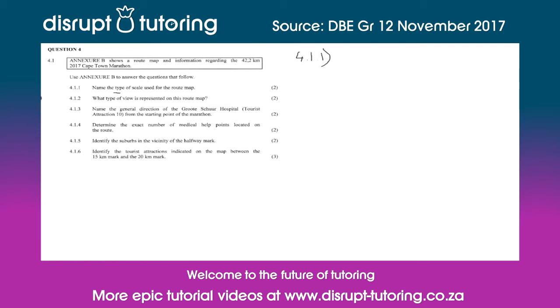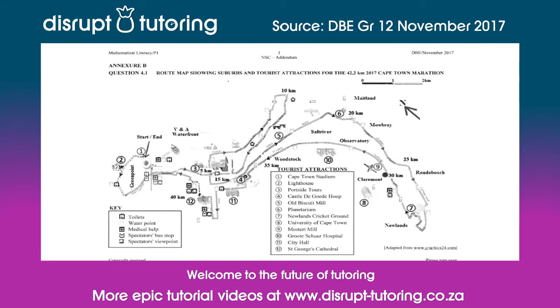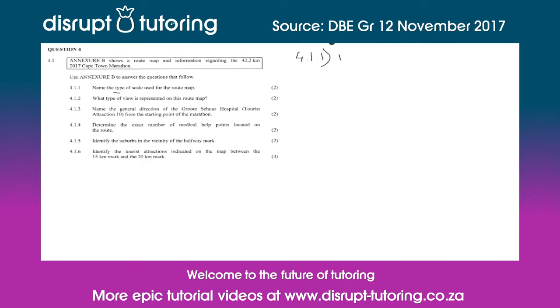4.1.1 asks us to name the type of scale used for the map route. If we look at the map, they've given us the scale over here, and we can see that it's 2 kilometers. This is known as a bar scale, sometimes referred to as a scale bar. Even linear scale is acceptable, or graphical scale. You only have to say one of them and you'll get your 2 marks.